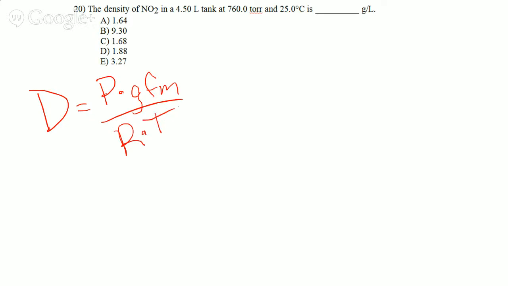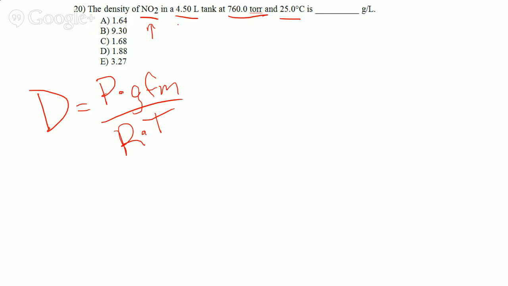All right, 20. Another density question. So why don't I just cheat and use the equation that I figured out before? It's got to be equal to the pressure times GFM over RT. I already solved it once, so I can just go back and consult it. It says the density of NO2 in a 4.5 liter tank at that pressure and that temperature is blank. All right, so well, we know the GFM of NO2 because we can figure that out.